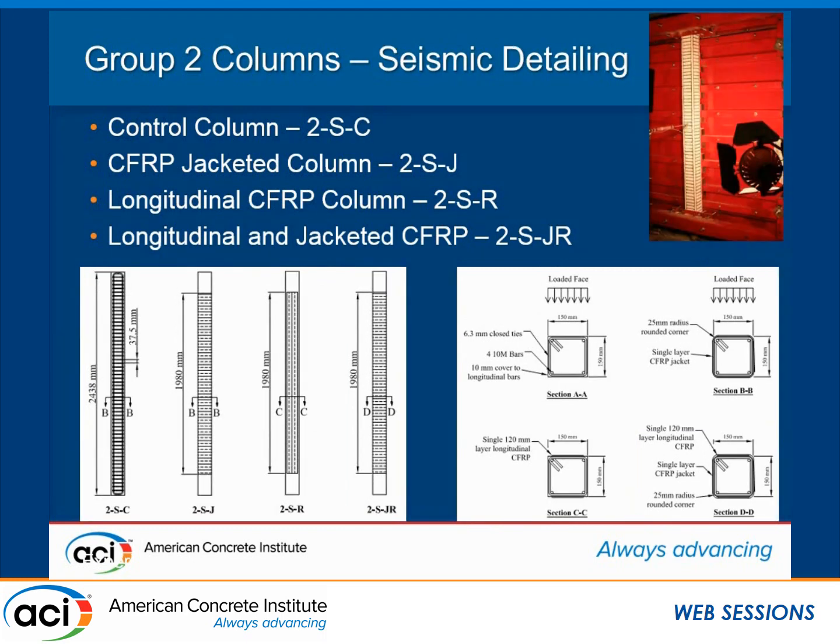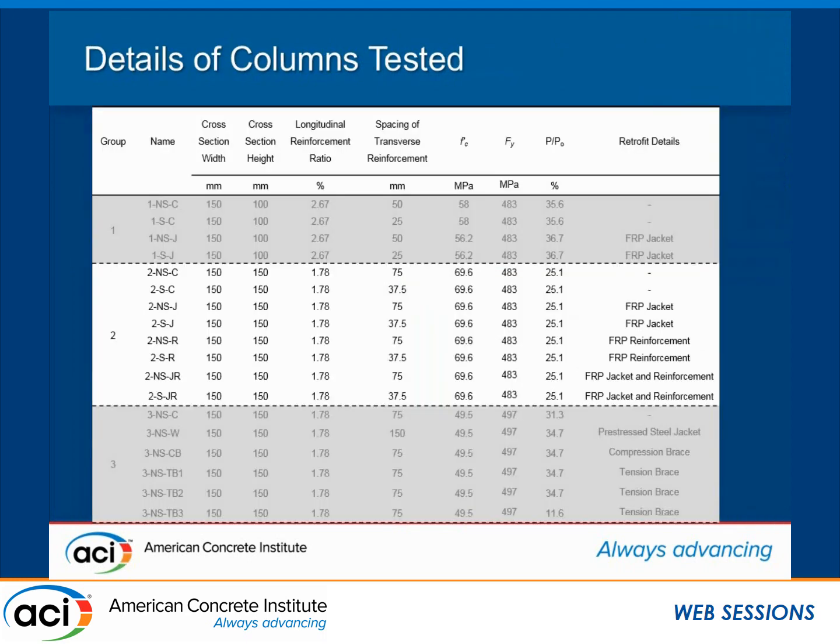And the same thing was done with a group of seismic columns, and here what we can see is the spacing of the ties is a lot closer. We're at h/4, which would better represent seismic detailing for confinement issues. But the rest is the same sets of retrofits on them, with jacket or longitudinal reinforcement or the combination of the two. And then the summary of the groups.